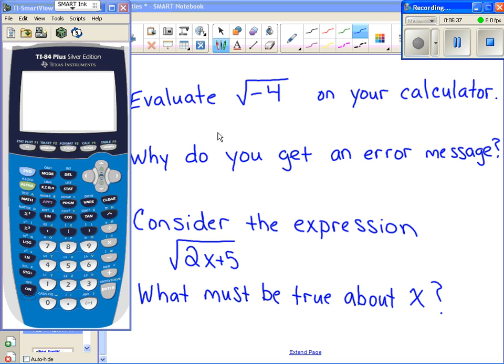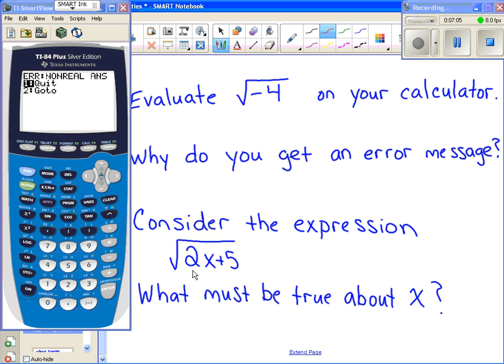So the error message on your calculator will actually tell you what the problem is. And actually, that's what I'm having you do here next. Evaluate the square root of -4 on your calculator. And when you do that, as we just saw with the -6, you get an error message, non-real answer. And the reason why is because there is no number that if you square it, you get a -4. And so that's why it's no real answer, or a non-real answer.